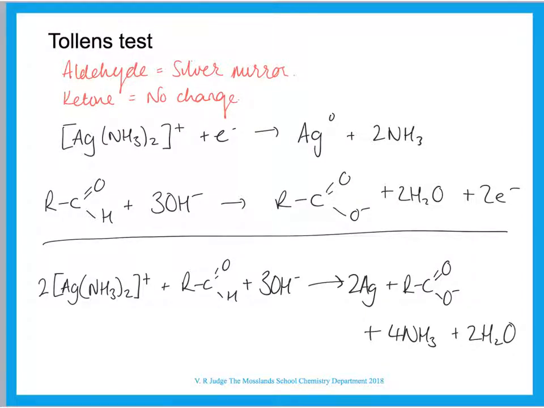So there it is. So we've got the diamine silver reacting with the aldehyde and the hydroxide ions from the sodium hydroxide, giving you a silver mirror on the inside of your test tube, a carboxylate salt, ammonia, and water. Now I'm hoping that you're able to write these half equations for a redox reaction, combining half equations to produce an overall equation. If this is something that you still think you struggle with, this is an opportunity for us to practice it, so please let me know.